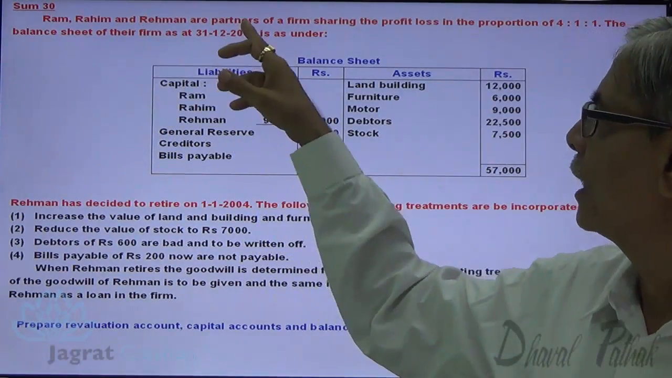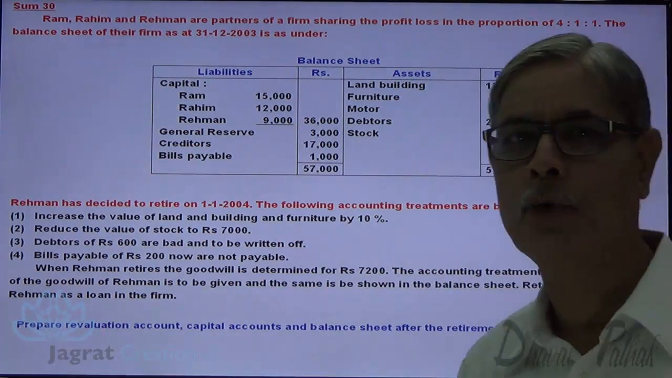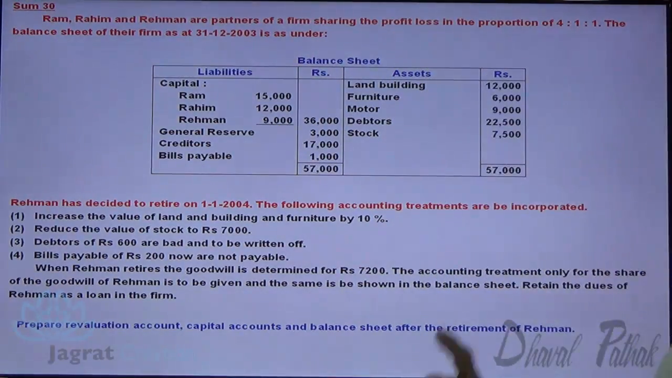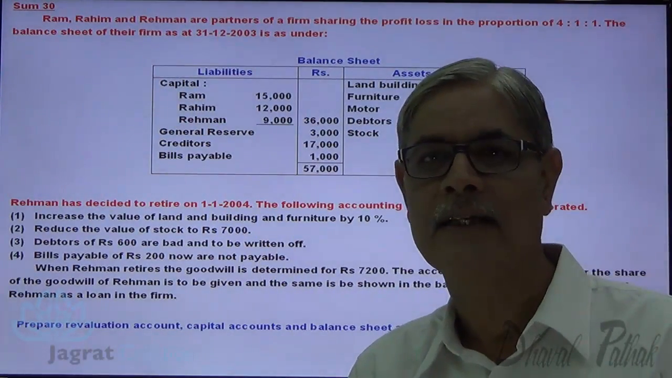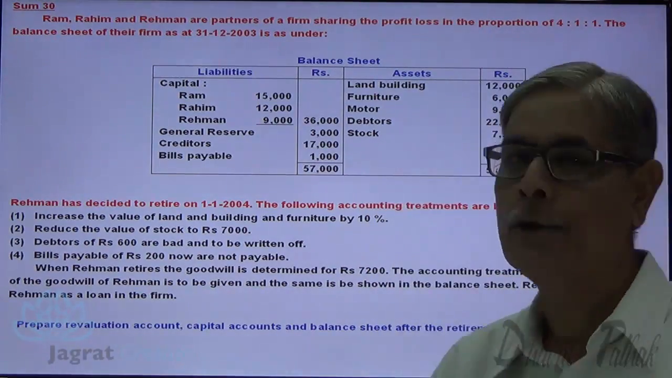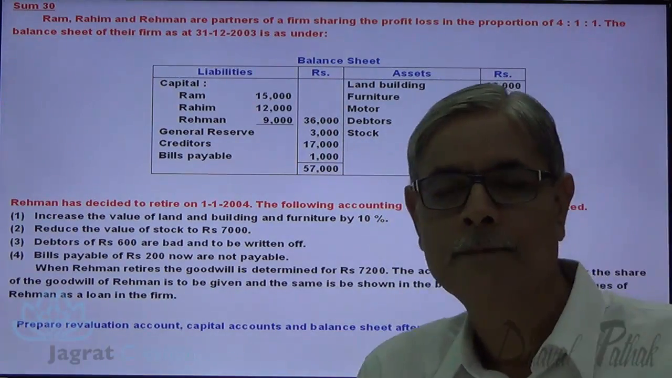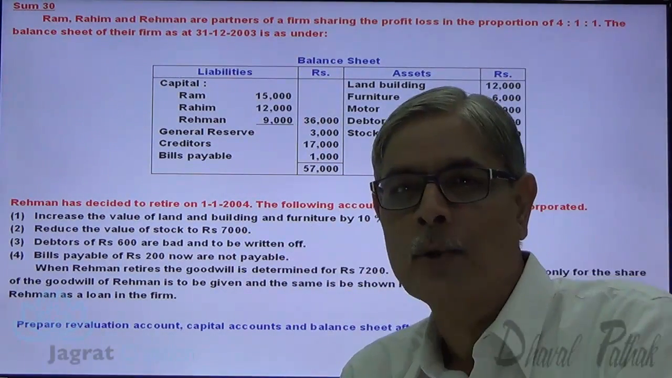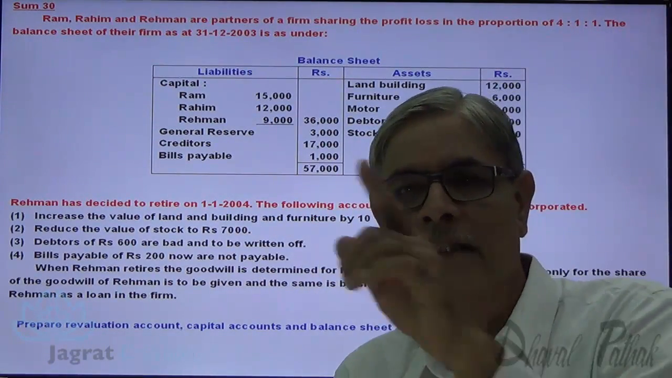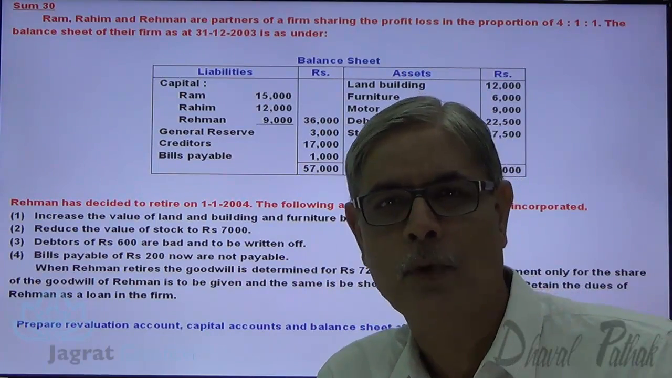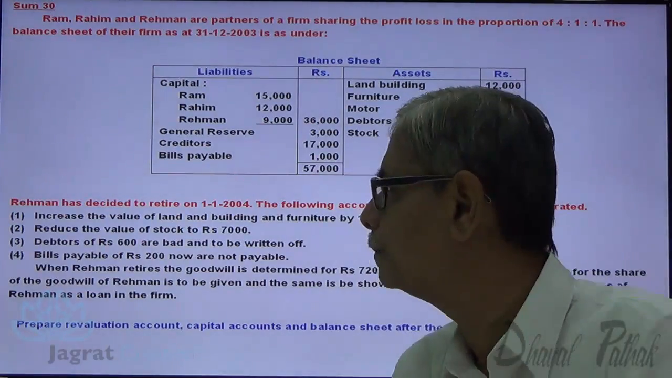Ram, Rahim and Rahman are partners of a firm sharing the profit and loss in the proportion of 4:1:1. The balance sheet of the firm as on 31st of December 2003 is as under. On asset side you are given land, building, furniture, motor car, debtors and stock. On liability side you are given the capital of Ram, Rahim and Rahman. General reserve 3000 gets distributed in the profit sharing ratio, that is 4:1:1. Creditor 17,000, bills payable 1,000.